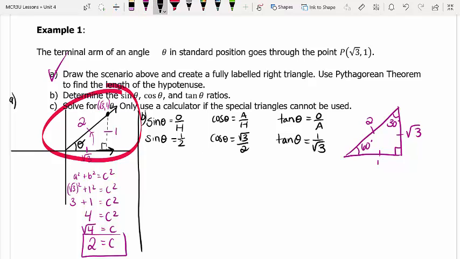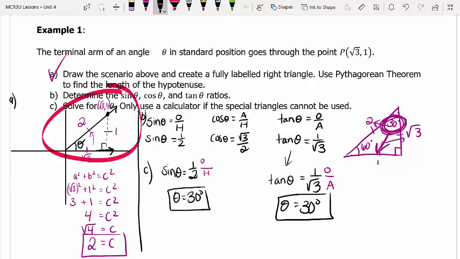So if I take, let's say I'm going to use sine theta equals 1/2, I'm going to go to my special triangle to solve for theta. So remember, sine is opposite over hypotenuse. Okay, so which angle has an opposite side of 1 and a hypotenuse side of 2? Well, that's 30 degrees, right? So therefore, theta must be 30 degrees. Okay, and we just got that using our special triangle.